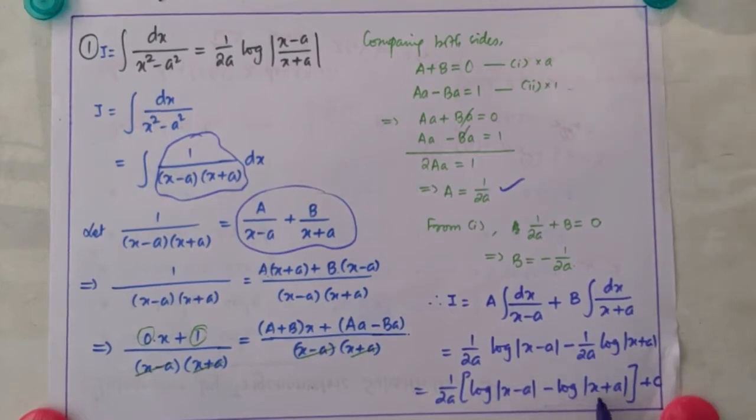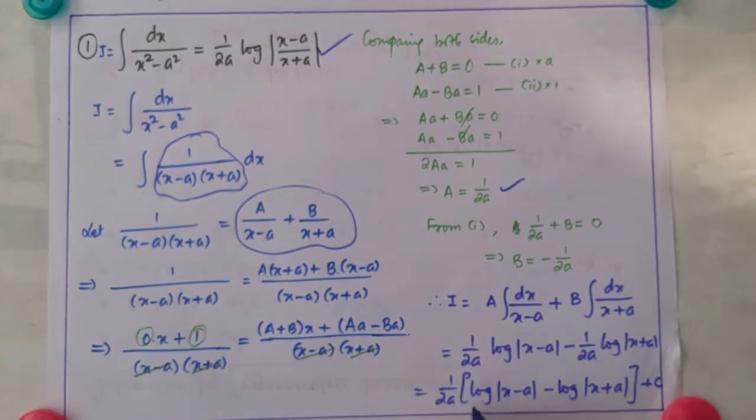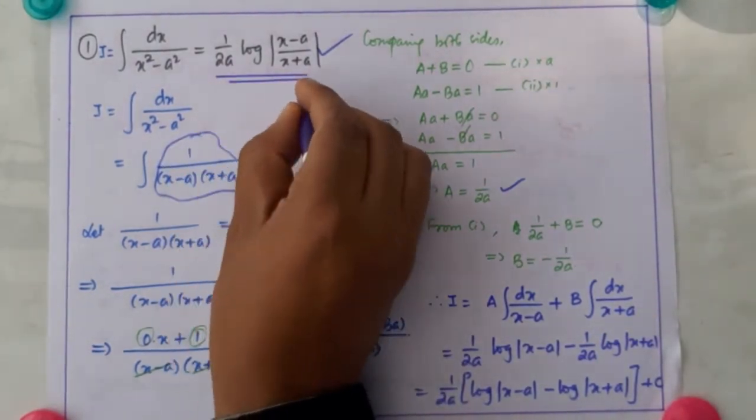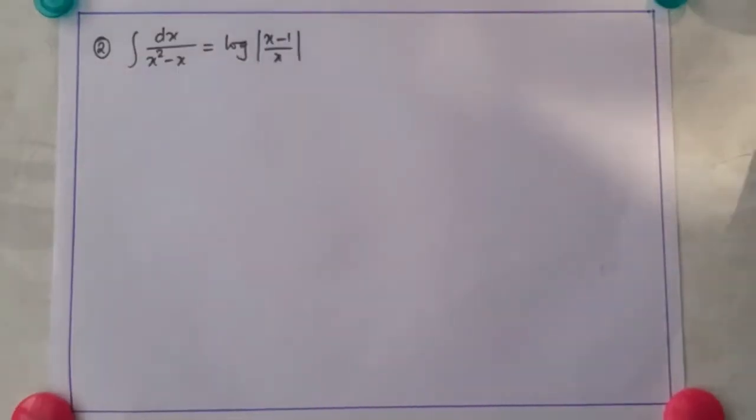Log a minus log b, which is log a by b. You will get this much, isn't it? So the last step you will write by yourself, and the last step you have to write is this. So you may pause the video and note it down. Okay, so let's have a look at this now.